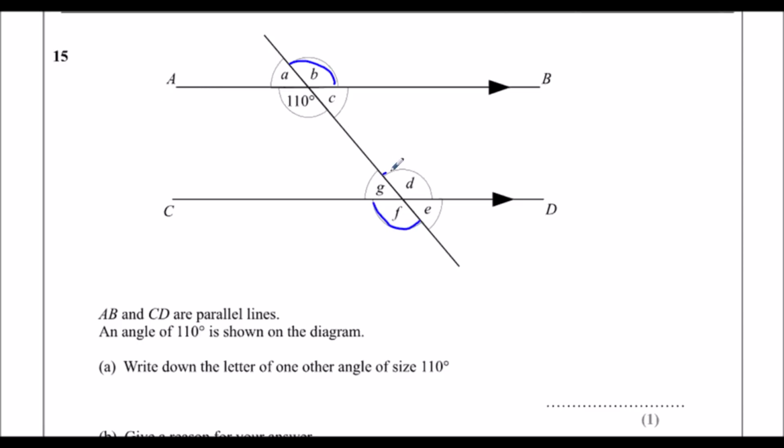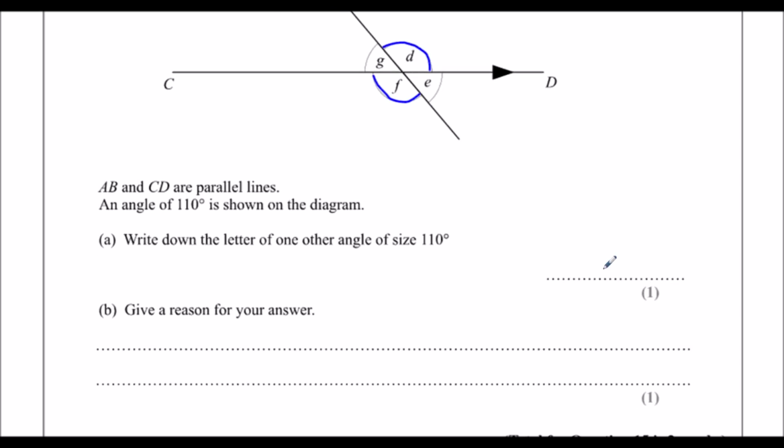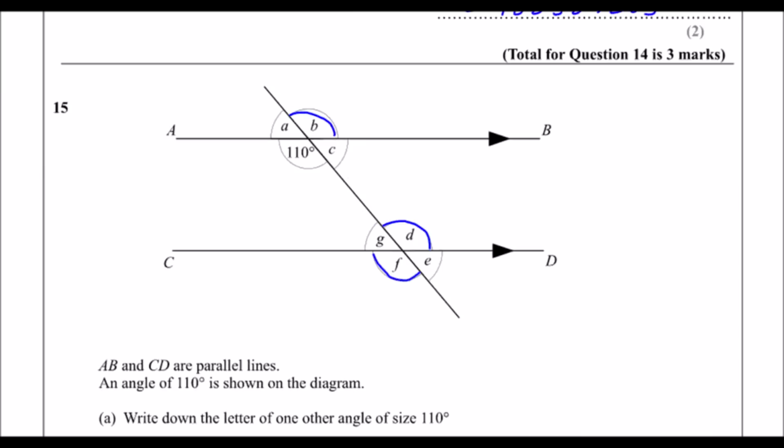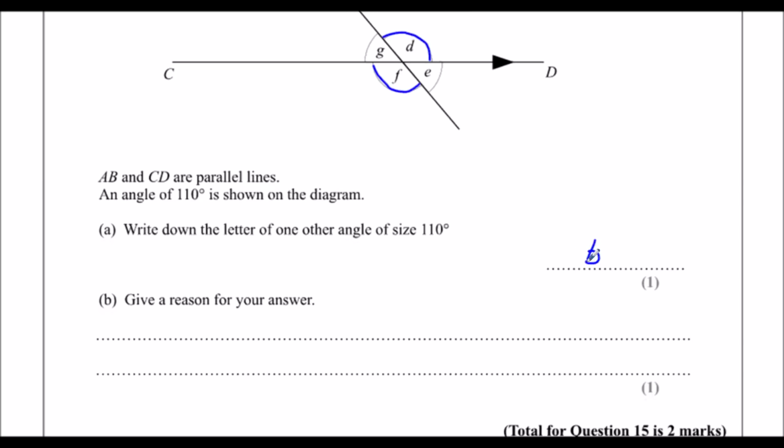Or we could have D is 110, and that's an alternate angle. Alternate angles are equal. There's also a possibility of doing angles in a straight line and then co-interior angles. So you'd need both of those reasons. But any reason that works is okay. We'll go with 110. No, not 110. We want the letter, so B. And that's because vertically opposite angles are equal.